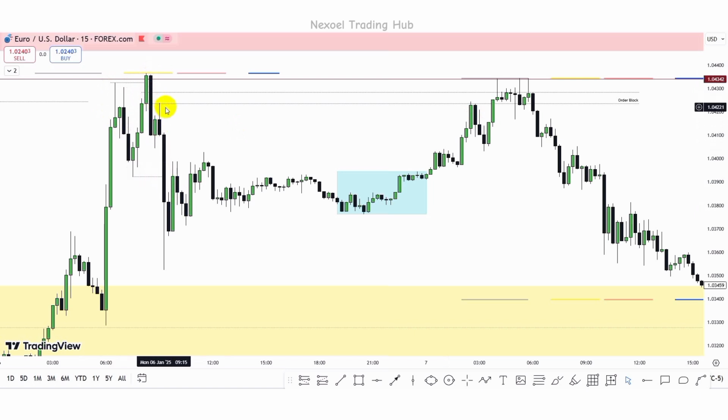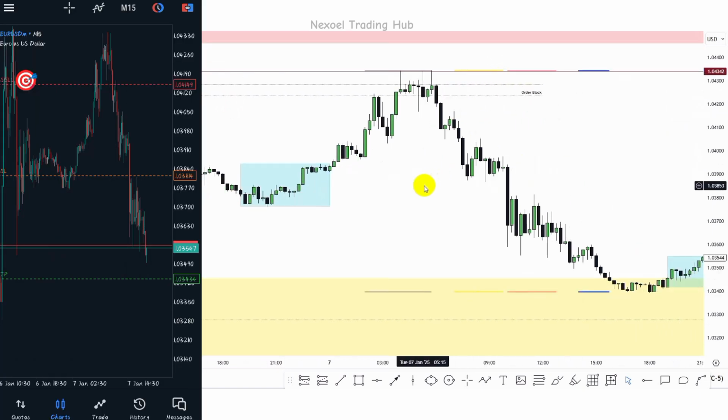Since price has not mitigated the 50% of this order block, this order block has a high probability of holding price. Now we can see that the London session gave us that high. And we can see how price was respecting the mean threshold of this 15-minute order block. So this was where I took my entry. You can clearly see that displayed in the chart. And then we have the fall of price to the downside.